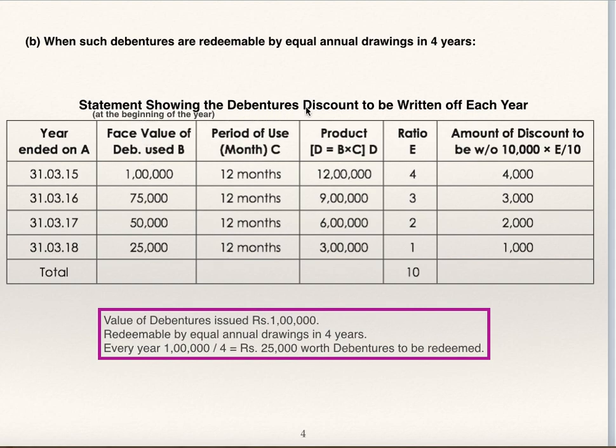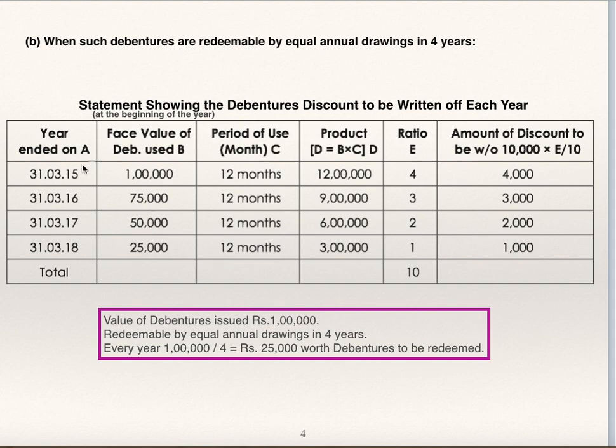Now see this statement showing debenture discount to be written off each year. At the beginning of the year, what is the face value of debentures that we'll see. At the beginning of first year, debentures were 1 lakh. At the beginning of second year, debentures worth 75,000 were there, because at the end of first year, 25,000 were redeemed. At the beginning of third year, 50,000 worth debentures were there, and at the beginning of fourth year, 25,000 worth debentures were there.